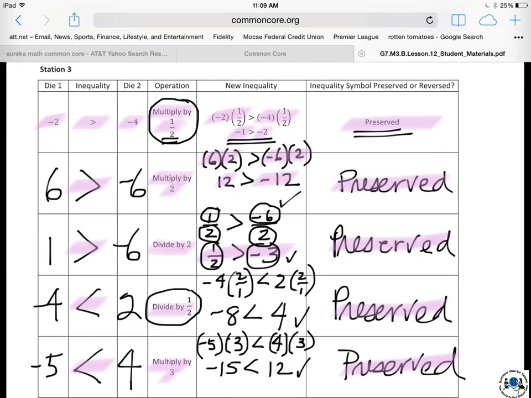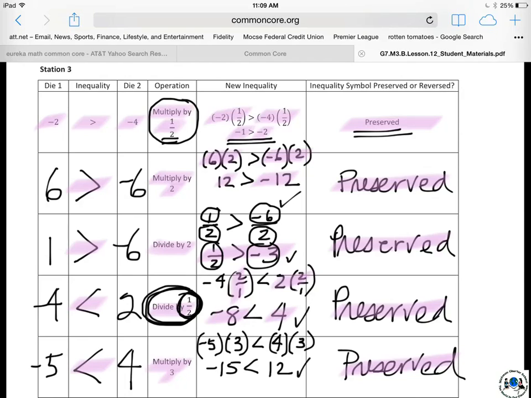Now dividing by 1/2, as we know, is the same as multiplying by 2, because we multiply by the reciprocal of the fraction we are dividing by, okay, the divisor. All right, and therefore -4 times 2, or 2 over 1, of course, is -8. 2 times 2 over 1, or 2, is 4. Okay, and again, that is preserved.